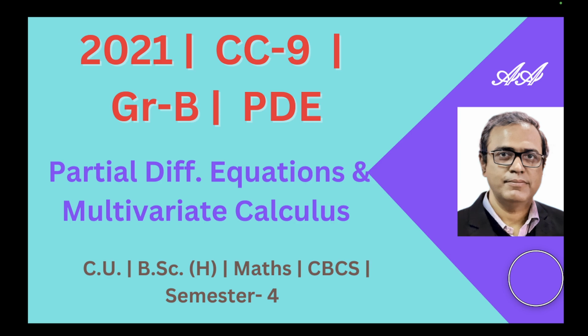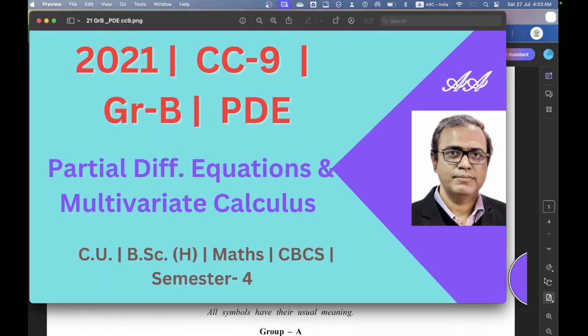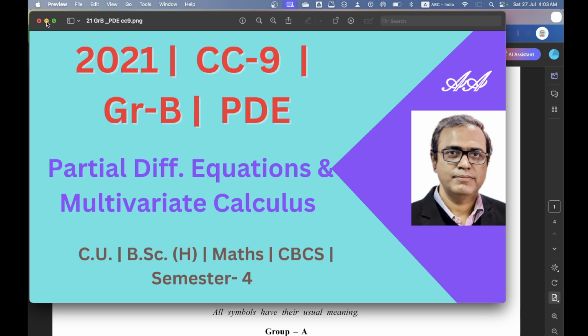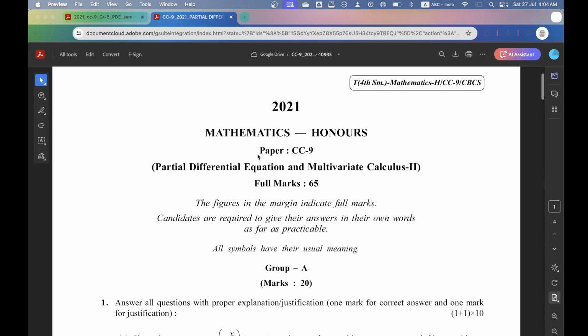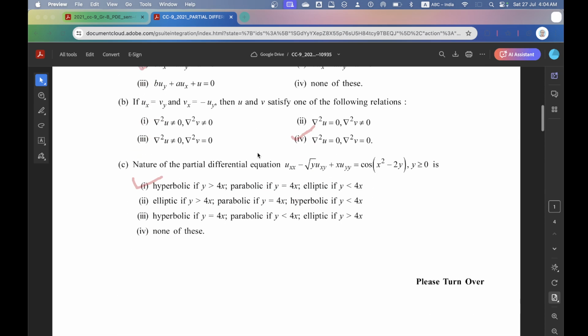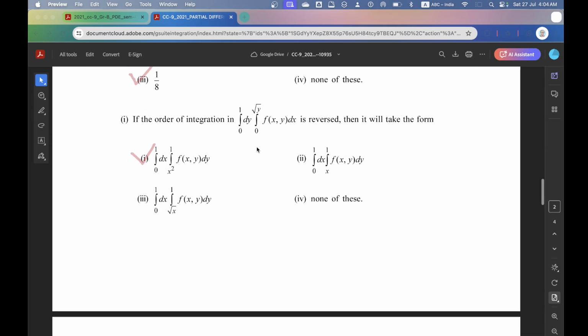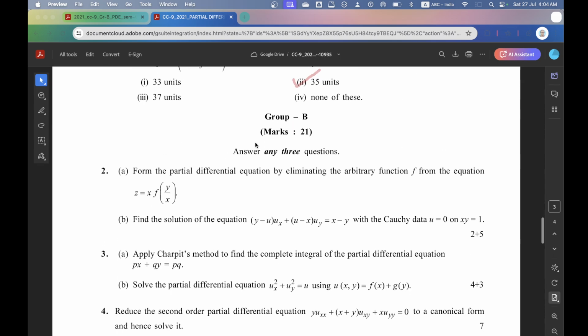Now we discuss the 2021 paper CC-9, Group B, Partial Differential Equation, Semester 4, Mathematics Honors question paper.